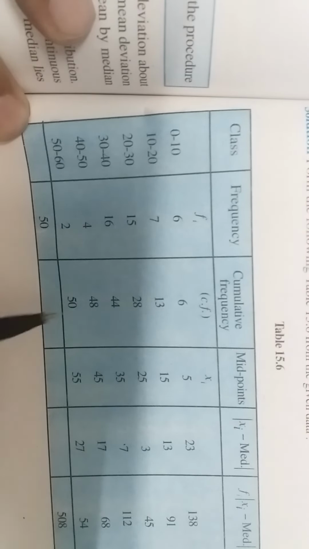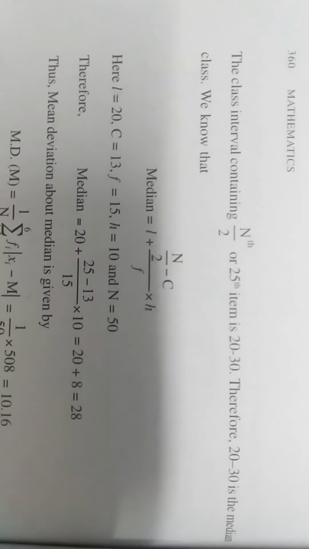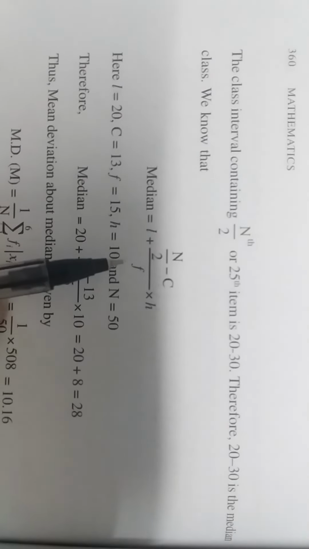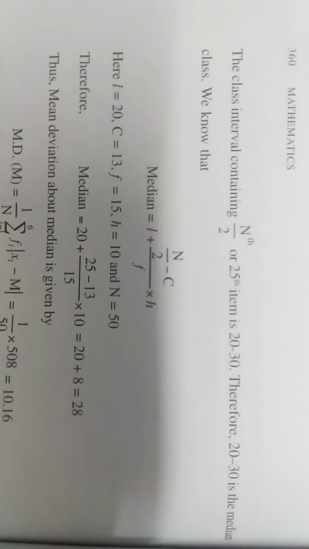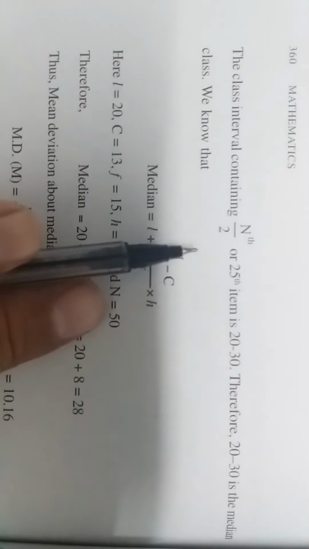So first we calculate the median. The formula of median is equal to L plus n by 2 minus CF over f into h. So median is n by 2. n is 50. So n by 2 is 25.